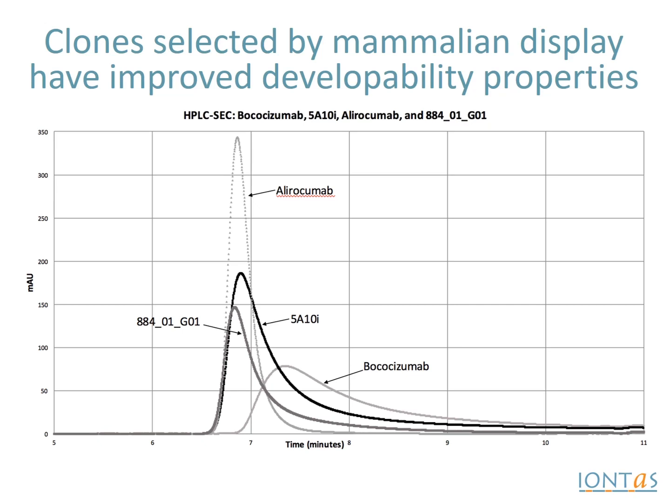In contrast with bococizumab, you can see that there is interaction with the column, causing this retention and a slower release from the column, and a broad peak. In comparison, the 5A10 humanized antibody from which bococizumab was derived gives a better looking profile than bococizumab, and here we can see one of the clones that we've selected by mammalian display, again showing these improved properties.